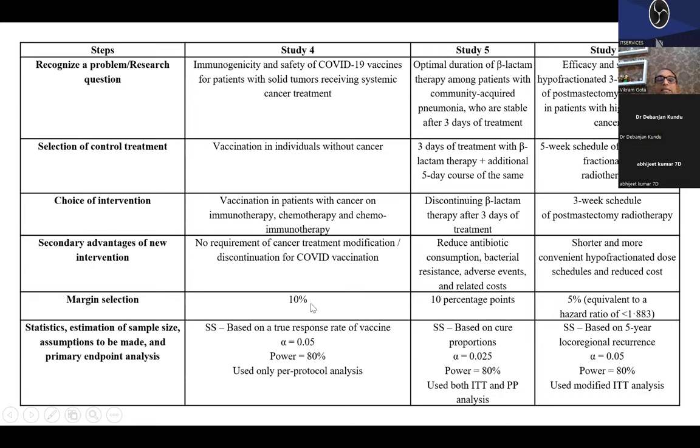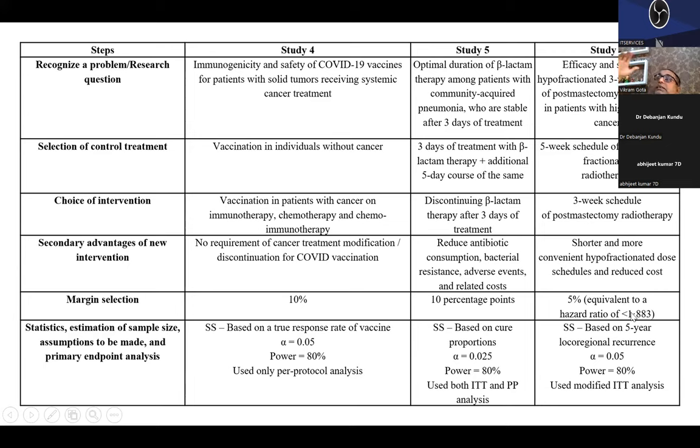So margin selection, once again, will be chosen depending on the outcome. For example, you can see here you have chosen hazard ratio to set the margin. But in other cases, you are choosing percentages to set the margin. That depends on the outcome of interest. For example, percentage point, because that is how many percent of patients are going to have failure of treatment. Here, once again, what percentage of patients will develop breakthrough COVID infection? But here, what is the hazard of developing a recurrence or whatever? So the hazard of recurrence.